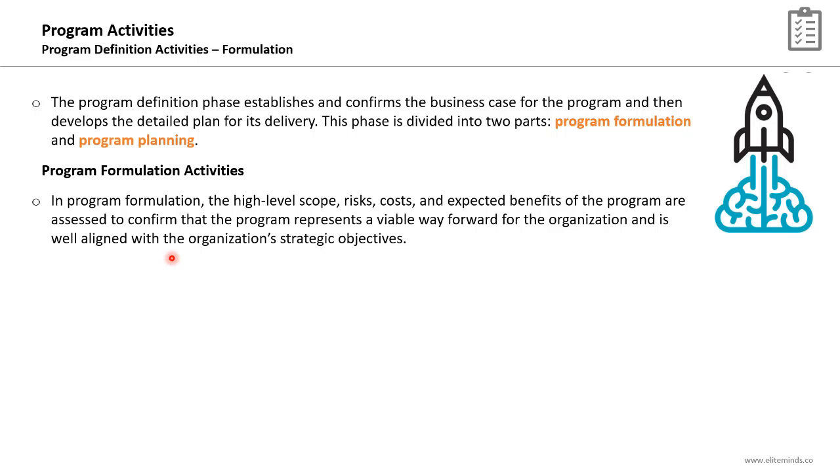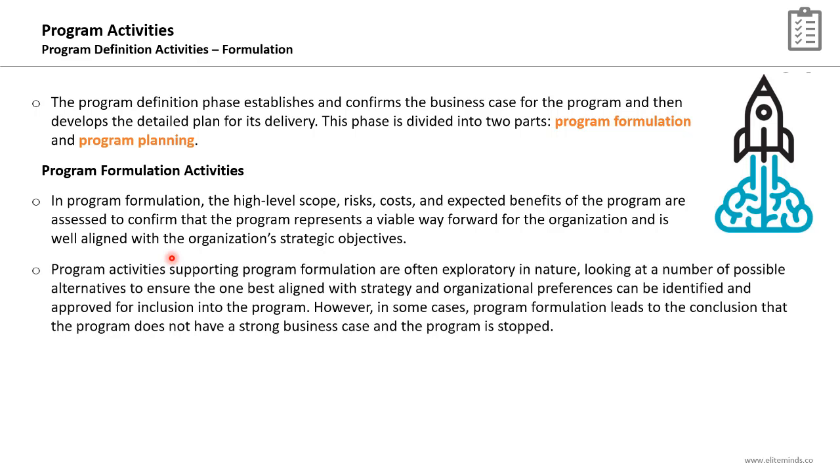So what are the key outcomes of the program formulation supporting activities? We want to identify the high-level scope, the key risks, the initial cost estimate, the expected benefits of the program in order to make a decision if we should proceed with this program or not. And all these supporting activities will aid in the development of the program business case, program charter, and program roadmap.